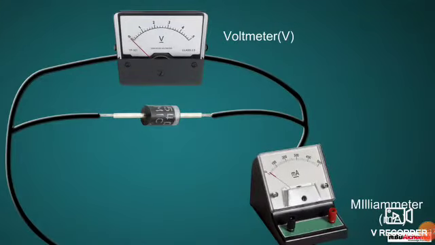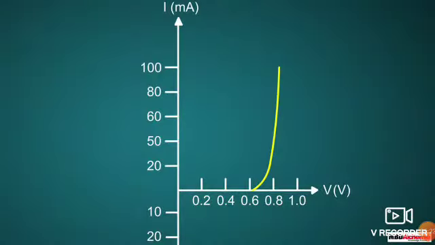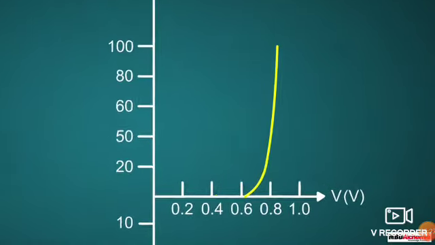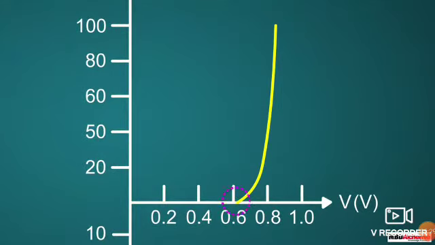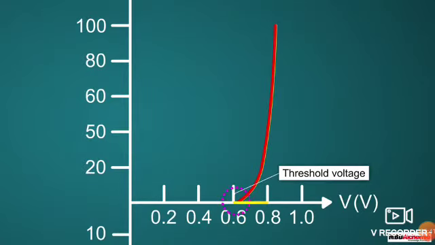For different values of voltages, the value of the current is noted and a graph between V and I is obtained as shown here. As you can see, after a particular voltage, the diode current increases significantly even for a very small increase in the diode bias voltage. This voltage is called the threshold voltage.